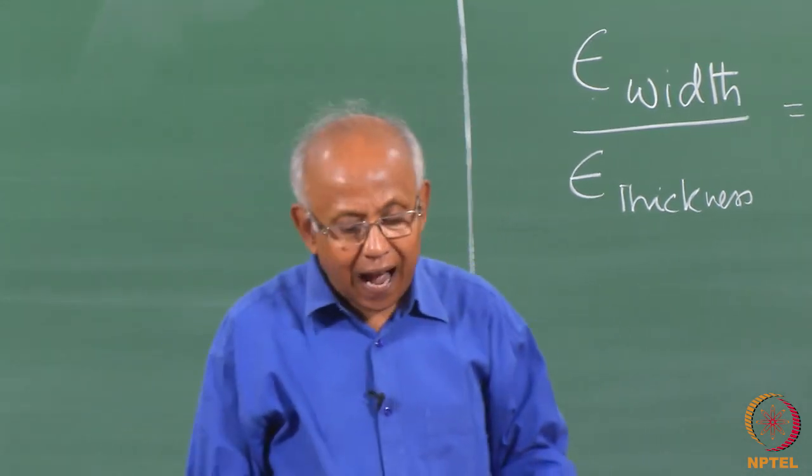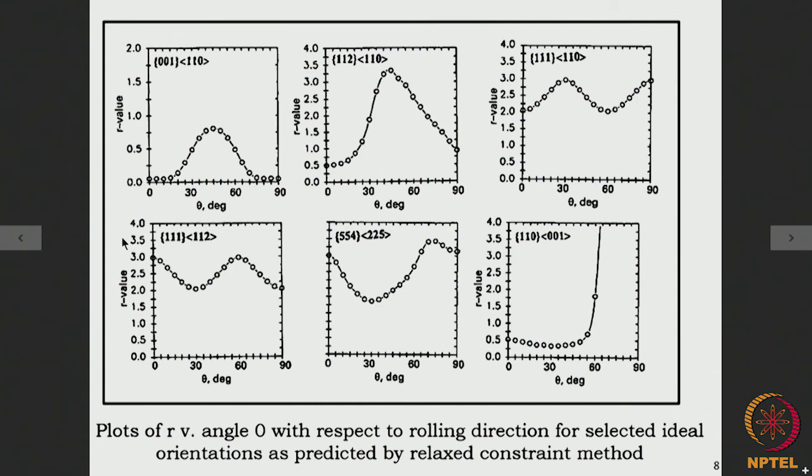And as you can see here, I have plotted all the R values for differently textured materials. So this is 001<110> textured material. This is for 112<110> textured material. This is for 111<110> textured material. This is 111<112> textured material, etcetera. And this is the angle to the rolling direction of the sheet. So you can see that R can vary very largely in the differently textured materials. So you can see how texture affects the R value. This is one of the examples which I want to tell you how important texture is in industrial practice.